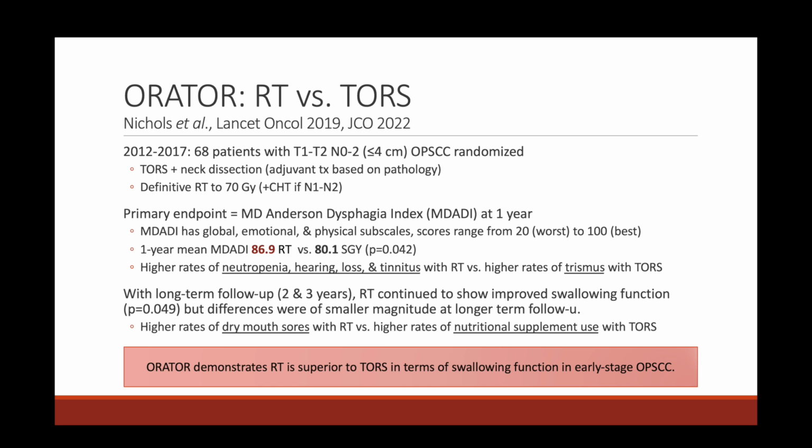Now, there's another trial that I don't have a slide on, which is ORATOR 2. This was a de-escalation trial that compared 60 gray of radiation with cisplatin versus transoral surgery with de-escalated adjuvant radiation. But it actually closed early due to unacceptable rates of hemorrhage and death in the surgery arm. So I'm not going to get into ORATOR 2 here, but just be aware that that trial exists too. But unfortunately, it ended up not being very helpful because of those outcomes.